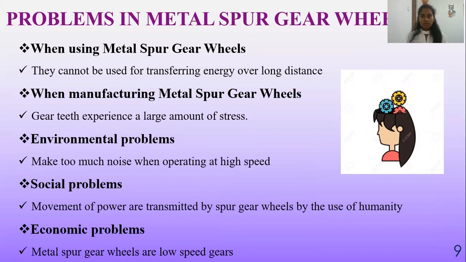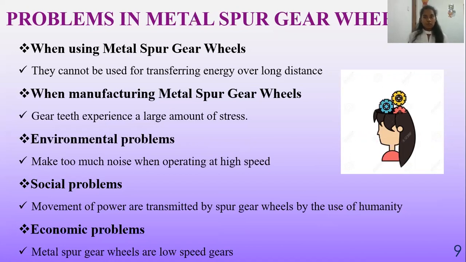Now we'll look at the problems that occurred in these parts. First of all, when using metals with GRVs, these GRVs cannot be used for transferring energy over a long distance. If we consider the problems that occurred when manufacturing metals for GRVs, the gear teeth experience a large amount of stress and they have limited center distance.